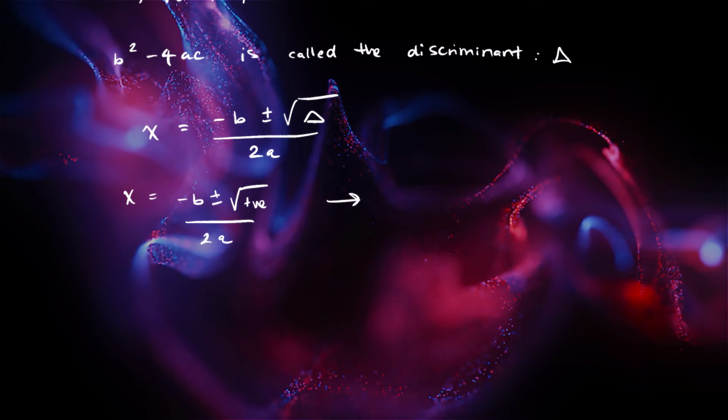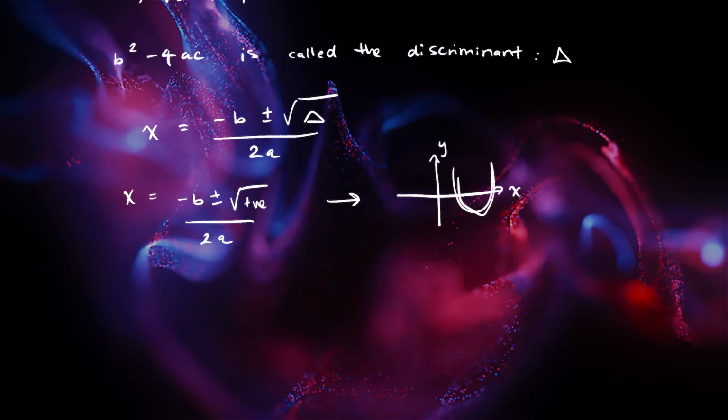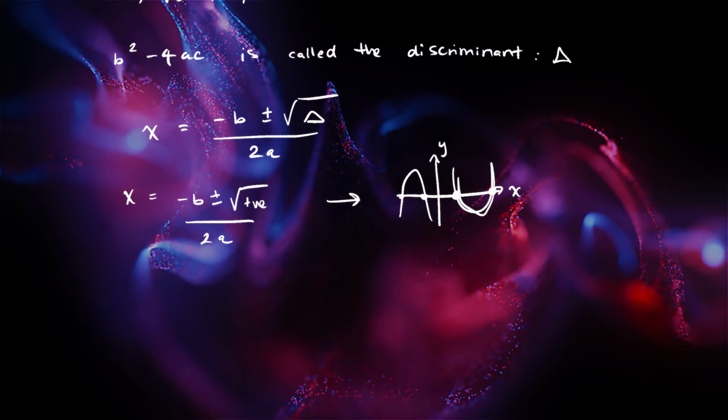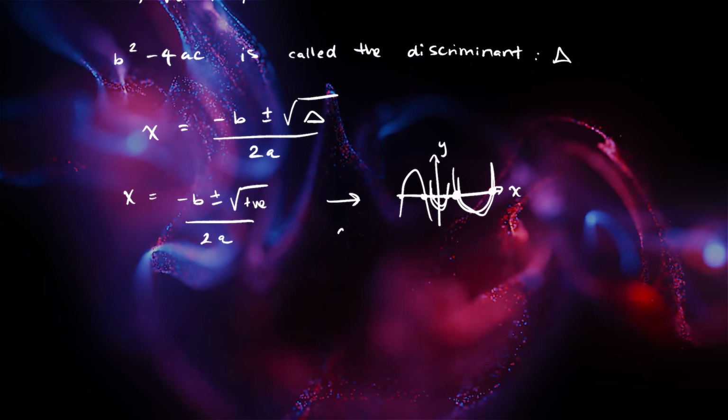So what does that mean? We're going to have something that looks like this. This is my y-axis, this is my x-axis, and we'll always have a quadratic which passes through the x-axis. So we're always going to have two solutions. That's the main thing. It doesn't matter which way the quadratic goes, there are always two solutions passing through the x-axis. So this is what happens when the discriminant is positive. Let's write that down. Two solutions. This is really important.